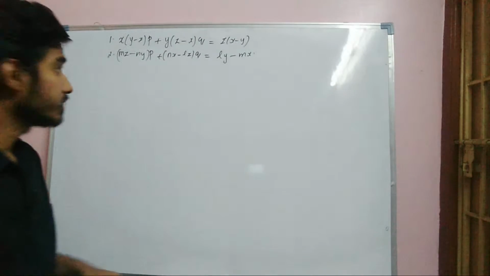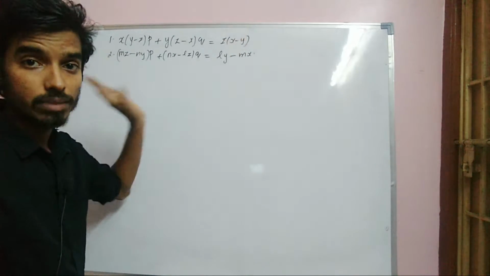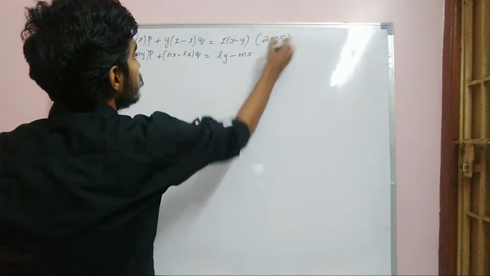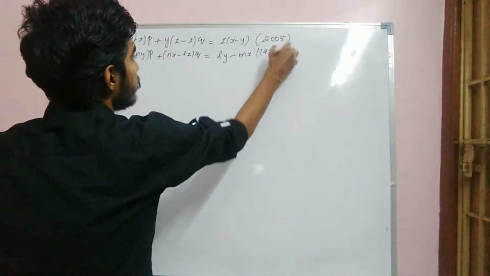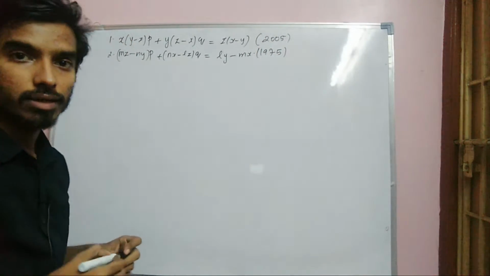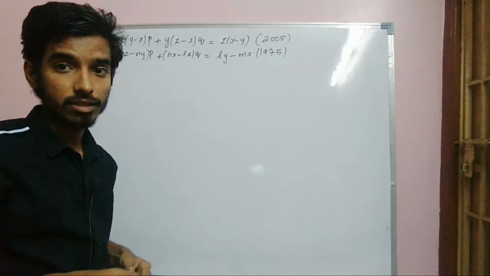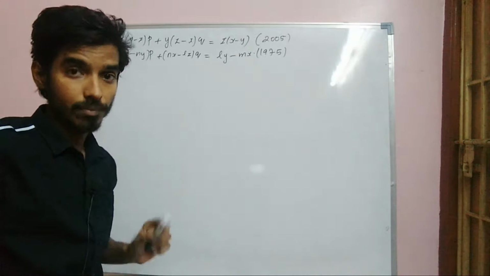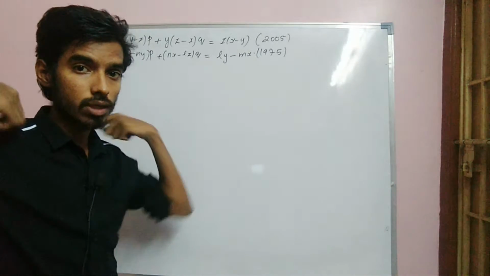Okay, so yesterday we solved these two problems in Lagrange multipliers. This question was asked in 2005, and this question was asked in 1975. Yesterday I didn't write the year of asking. So now we'll move on to the third problem.